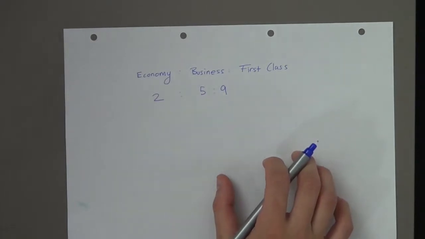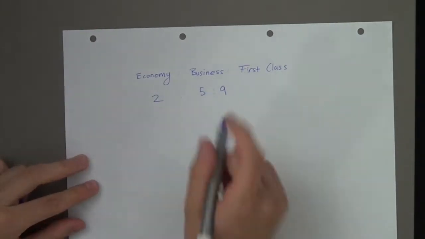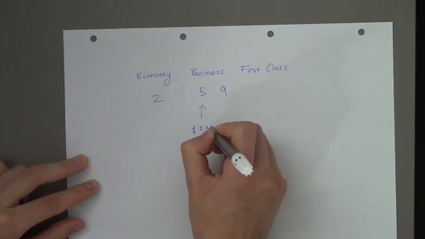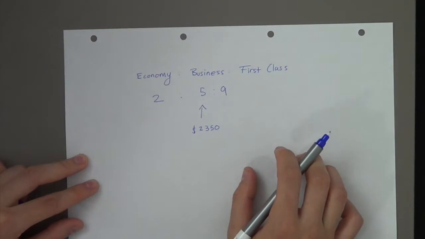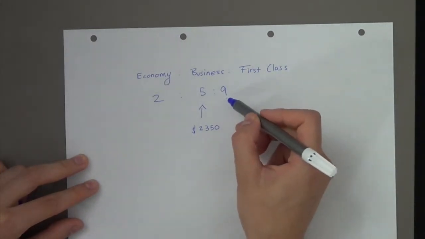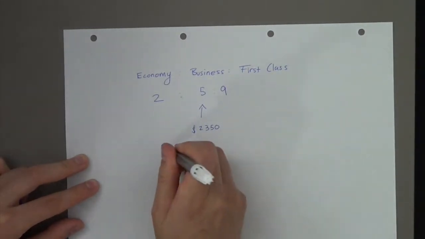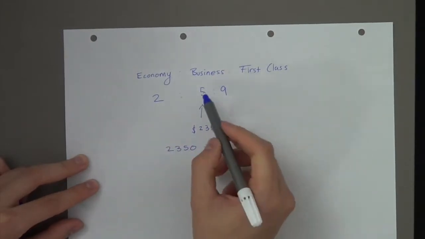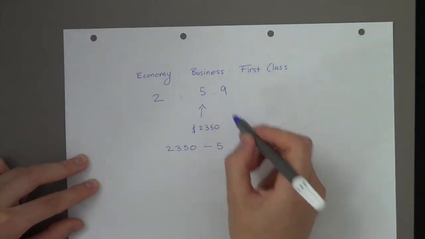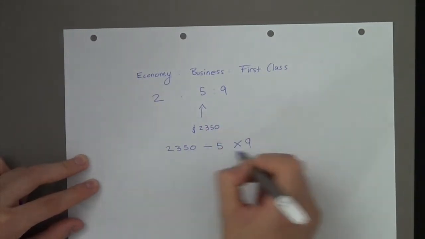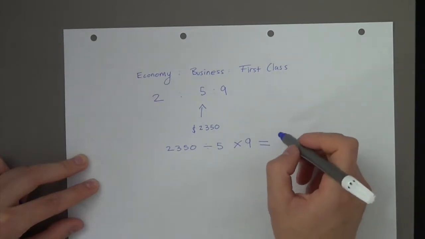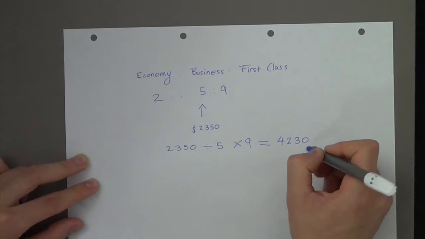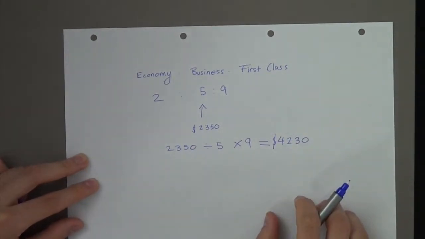Calculate, and then it says the price of a business ticket, which is the middle one, is $2,350. Okay. Then it says calculate the price of a first class ticket. So in order to do this, we need to do 2,350 divided by 5 to make it 1. Then we need to multiply that by 9. Okay. If you did that on your calculator, you would get $4,230. Okay, that's your answer to that question.